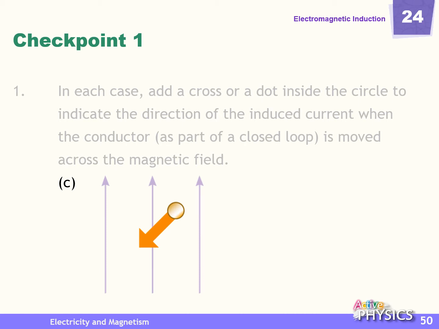Same for this one: resolve the velocity, and the parallel component of the velocity is useless. Apply the right-hand rule to find the direction of the induced current, which is pointing inward.